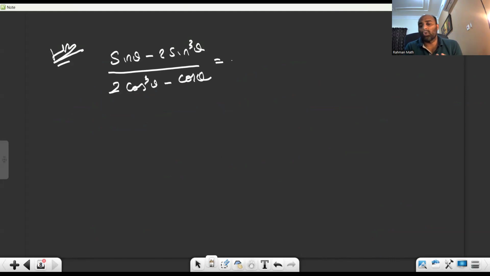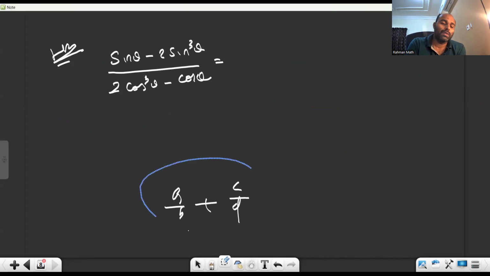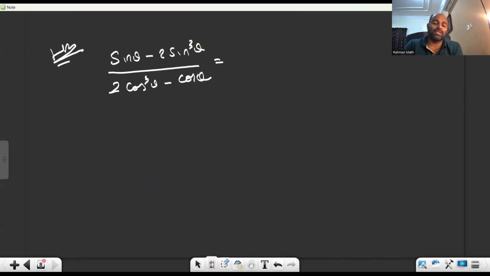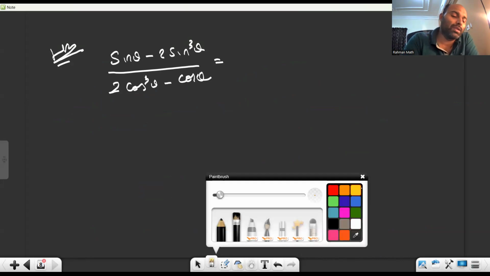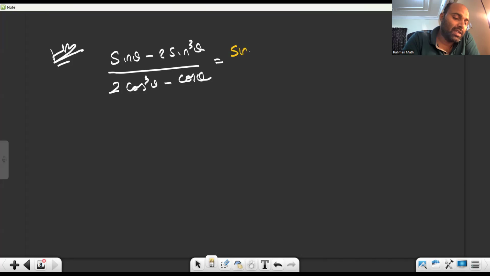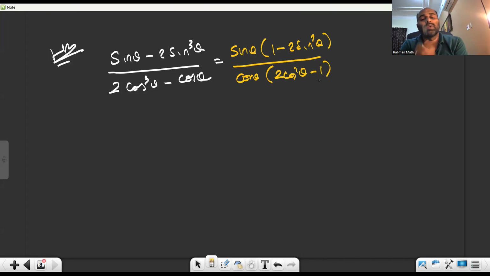Already in terms of sin and cos, cross multiplication possibility will be there only. It's not two different fractions, only one fraction. Common term, you can take it out. Please take the common term out. From the numerator, sin theta is common: 1 minus 2 sin square theta. In the denominator, cos theta is common: 2 cos square theta minus 1.